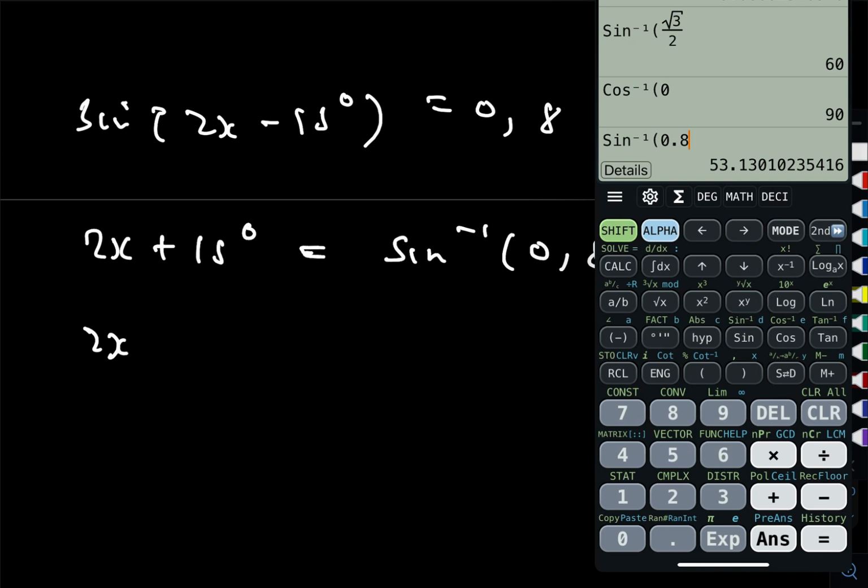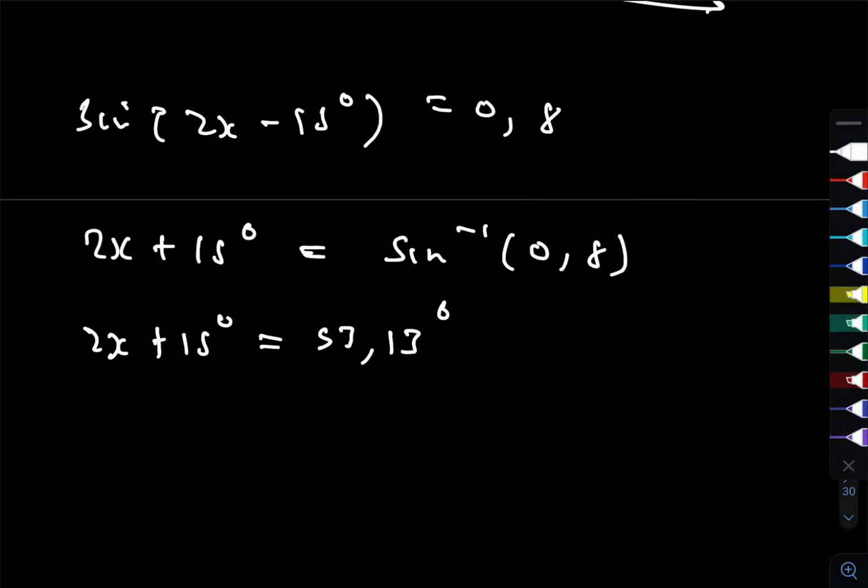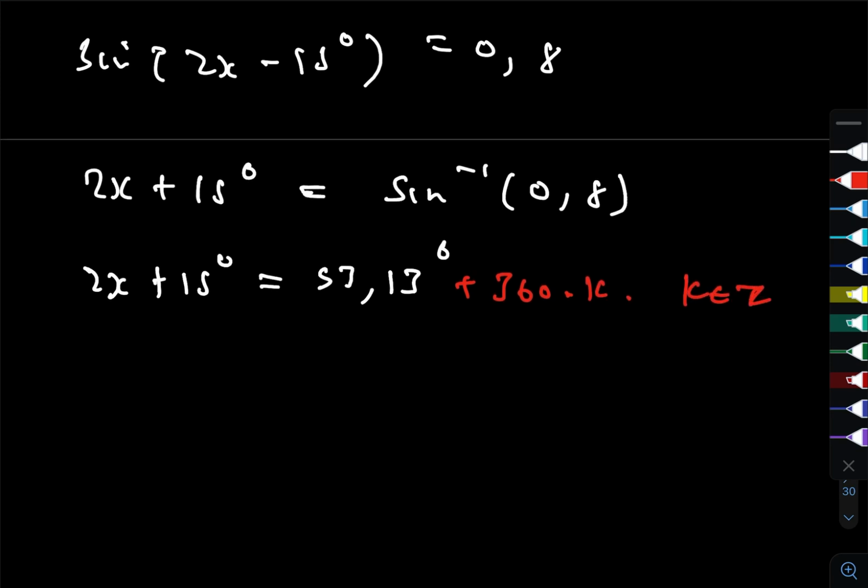So that's going to be 2x minus 15 degrees equals 53.130 degrees. The 53.130 degrees is the reference angle. So I'm just going to add 360 times k to the reference angle, where k is an element of the integers, for the general solution.